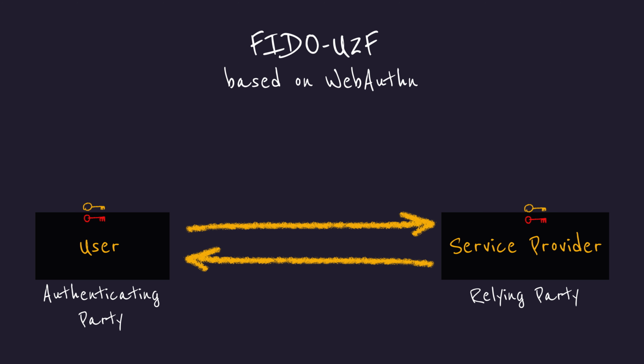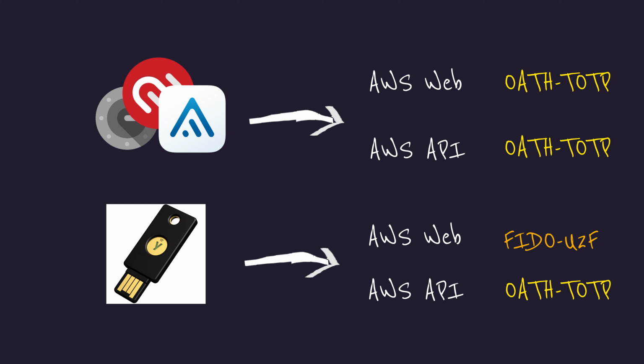FIDO U2F takes care of attack vectors that are not really considered in TOTP. So in my opinion, FIDO U2F is a way better protocol when it comes to the ease of adopting multi-factor authentication and just making everything more secure. But for some reason, AWS keeps on using TOTP for the API. So if you want to use a Yubikey in AWS, you need to use a device that supports both FIDO U2F and TOTP at the same time.